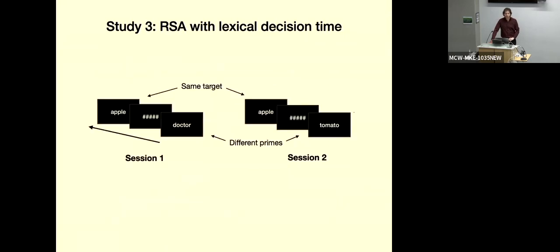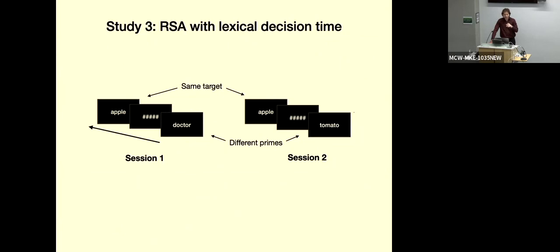And we did this study in 2 sessions. On one day, they would come and do the lexical decision for all words, but each target word would be preceded by one set of prime words. In this case, apple would be preceded by doctor. A week later, they would come back and do the second session, where they would again do the same task on the same set of target words, but each target word would be preceded by a different prime word. So in this case, apple would be preceded by tomato.